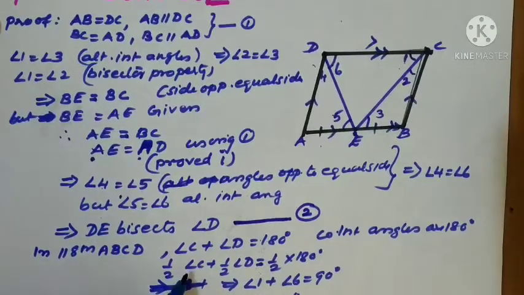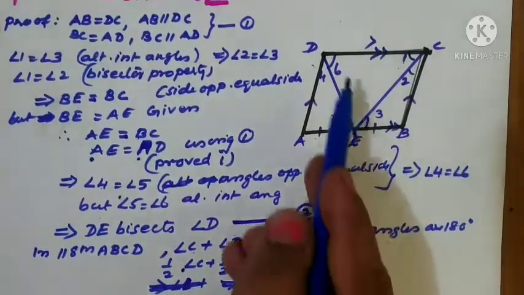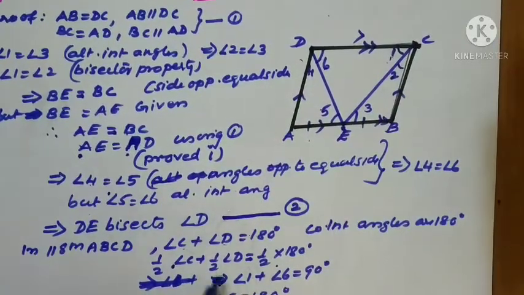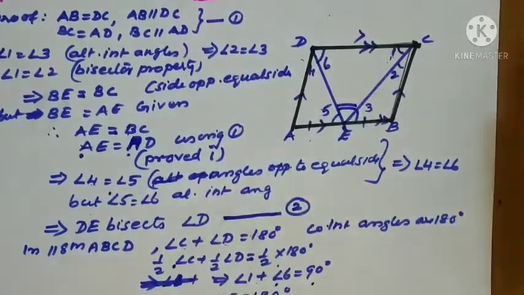Now what is the next step? Angle C plus angle D equals 180 degrees. Then we take half. Why we are considering half of C and D is because we know that these two angles are bisected. Now we are substituting this, so 1 and 6 equals 90 we got. That means the remaining angle is equal to 90 degrees.